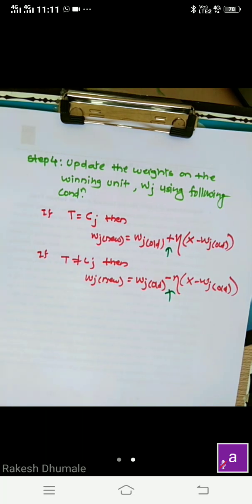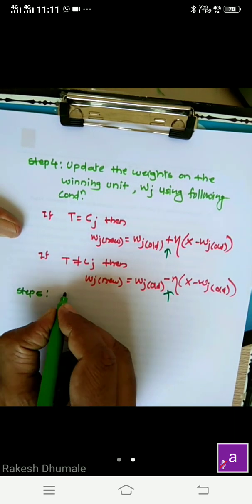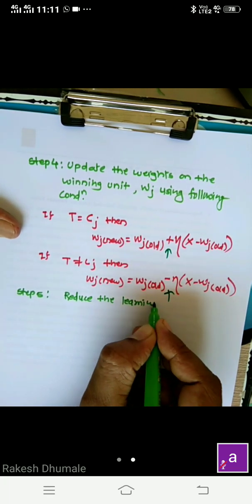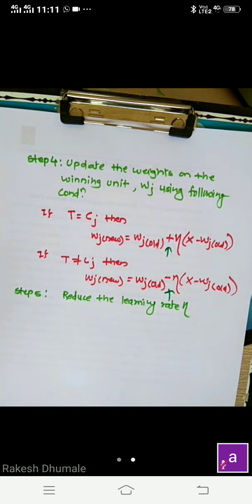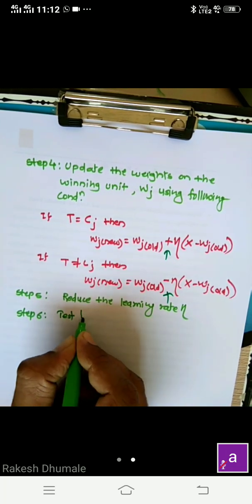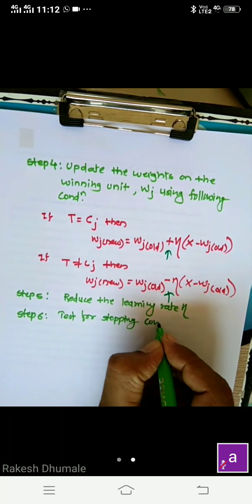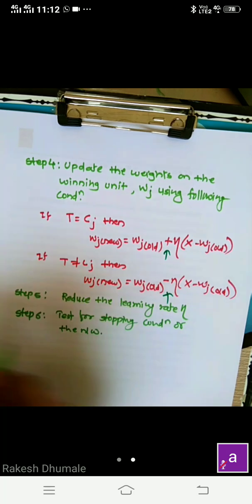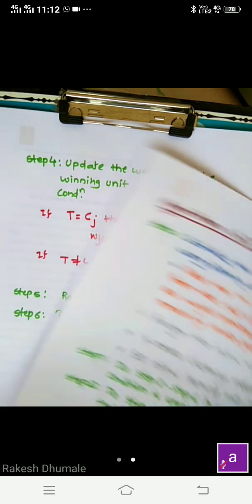Then, sorry, this is step 4. Then step 5, reduce the learning rate eta. And the last step, step 6, test for the stopping condition of the network. So this is the training algorithm of LVQ.